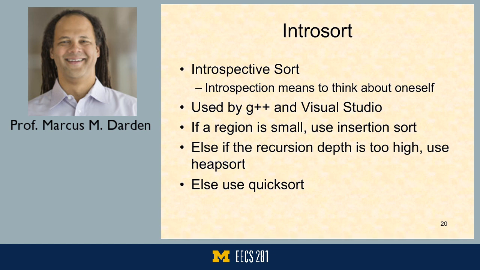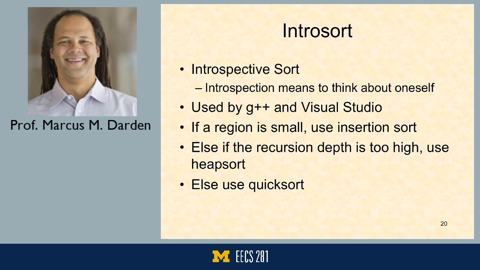So once my recursion depth gets too high, above 2 times log n, say, then we're just going to take that region and heap sort it. Heap sort's a little bit slower than quicksort, but it is guaranteed n log n, and the remainder of the work that you have to do is fixed in at n log n.